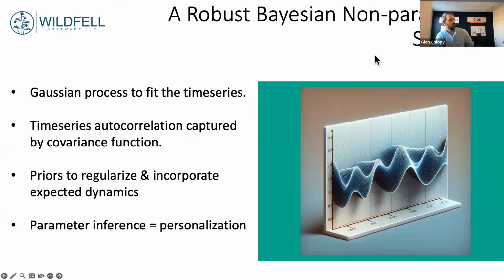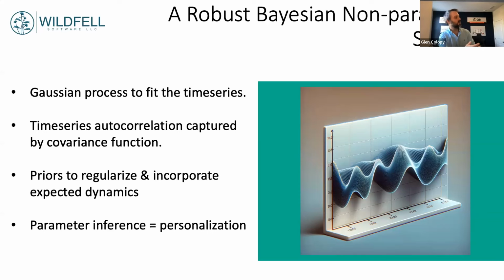So one possible solution that provides a nice, robust Bayesian non-parametric example is a Gaussian process. So the idea is that we can fit a Gaussian process to the time series. The time series autocorrelation, so essentially the correlation across different time points and also across vital signs, for example, are captured in that covariance function. Since it's Bayesian, we have access to priors that can regularize our hyperparameter fits. And we can also use that to incorporate expected dynamics. So essentially regularize how fast a patient's heart rate plausibly could change. And we can incorporate that physiological domain knowledge into the model.